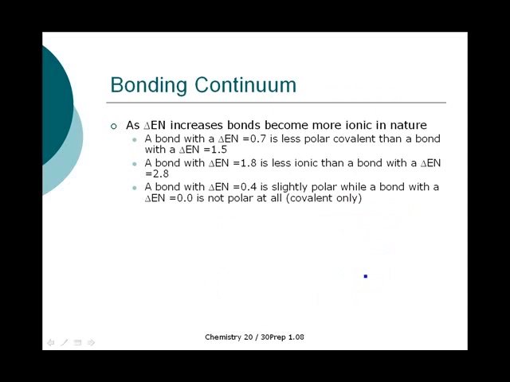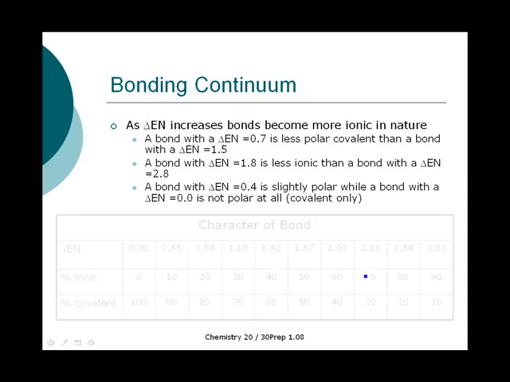So here's our bonding continuum, and it is a continuum. For bonds that are between 0.7 and 1.5, a bond that is at 0.7 is going to be less polar than a bond that has a difference in electronegativity of 1.5. And the same holds true for any of the numbers. So a bond with an electronegativity difference of 1.8 is going to be less ionic than a bond with an electronegativity difference of 2.8. The bigger the difference, the more ionic it is. A bond with an electronegativity difference of 0.4 is going to be slightly polar, while a bond with a difference in electronegativity of 0 is not going to be polar at all. The electrons are going to be shared perfectly equally between those two atoms.